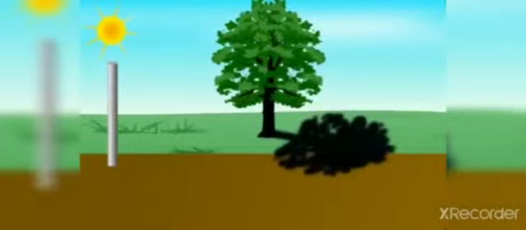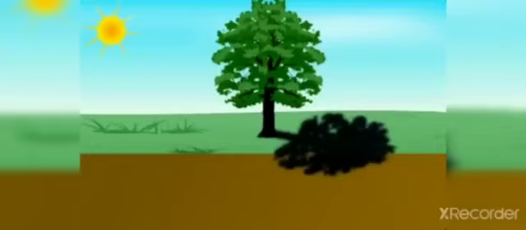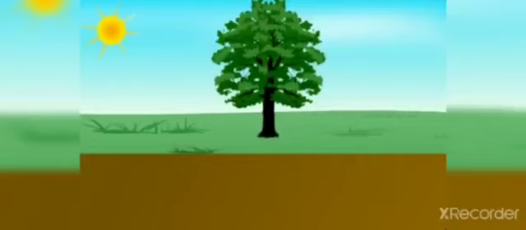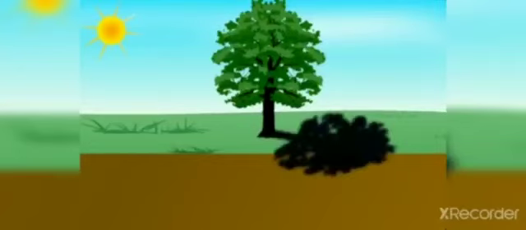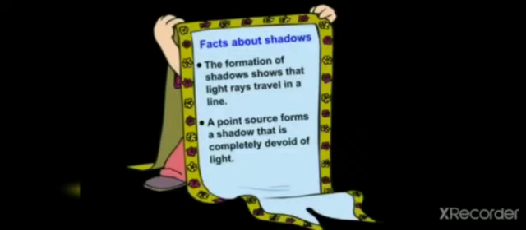Look at this tree. This tree does not allow light rays to pass through it, so it's an opaque object. And this region that you see, which is completely cut off from light, is called the shadow. Now the formation of shadows shows that light rays travel in a straight line. And you know something? A point source, a source of light which is as small as a point, forms a shadow that is completely devoid of light. Let's discuss it in some detail.